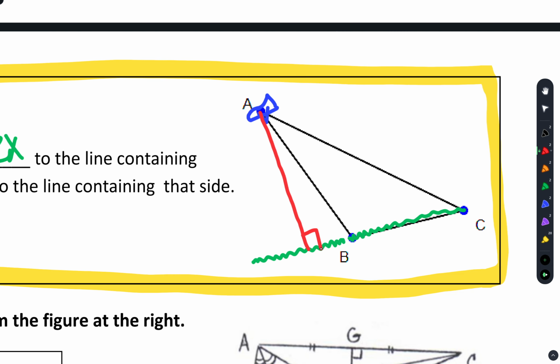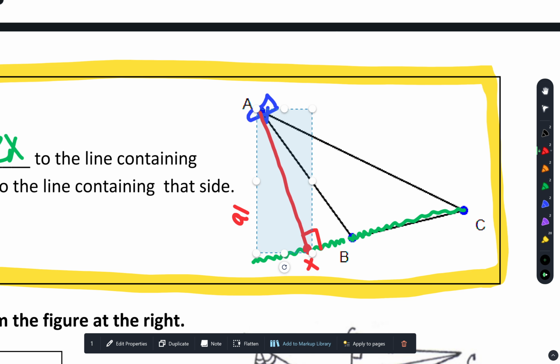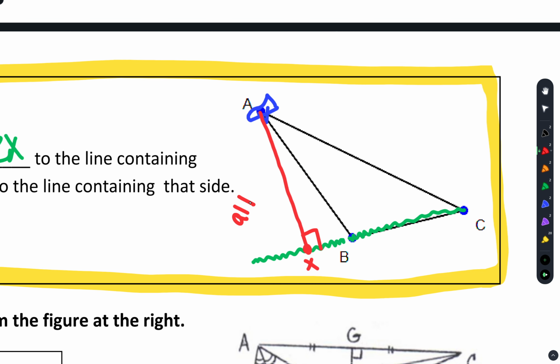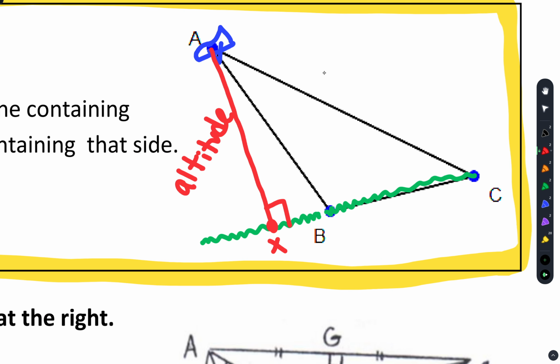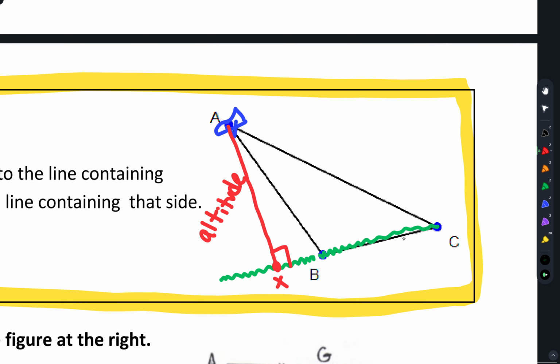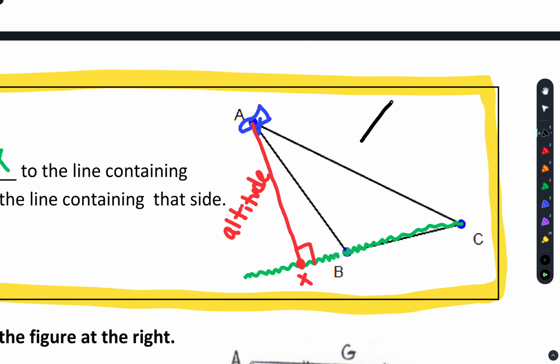That line in red there that I'm creating, let's call this AX, that is my altitude. Altitude. Does that make sense? So sometimes my altitude is outside of my triangle, and that's okay. Other examples of this, sometimes my altitude is inside my triangle. It comes from a vertex straight down, right angle. Sometimes it's inside. Sometimes, if I have a right triangle, where do we think my altitude is?